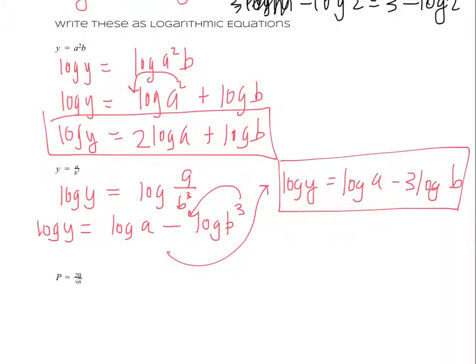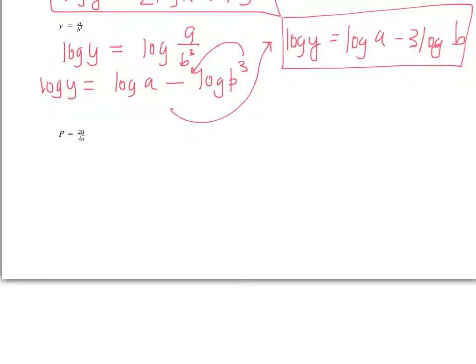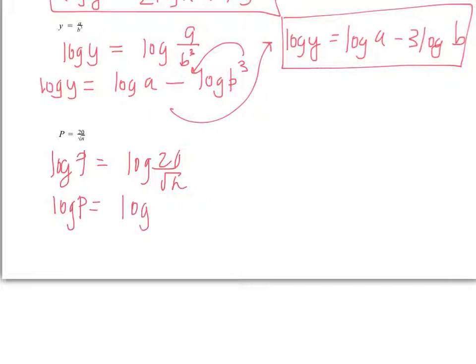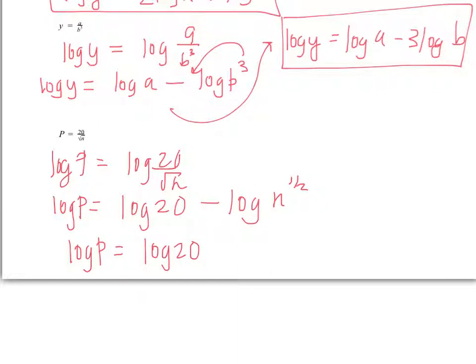Let's go ahead and take a look at the next problem down here. I'm going to do the same thing, even though I don't have y's in here or a's and b's. I can still log p. This gives me log of 20 over radical n. That allows me to do log p is equal to log of 20 minus log, and I'm going to rewrite that as n to the 1/2. So once I do this, I end up with log of p is equal to log of 20 minus 1/2 log of n.